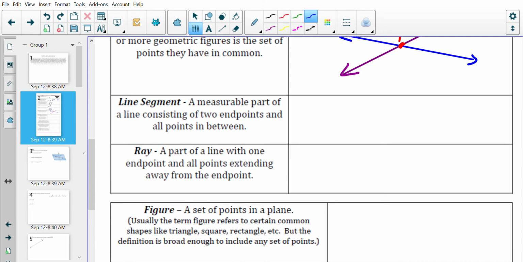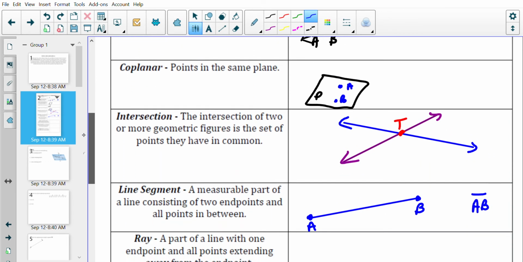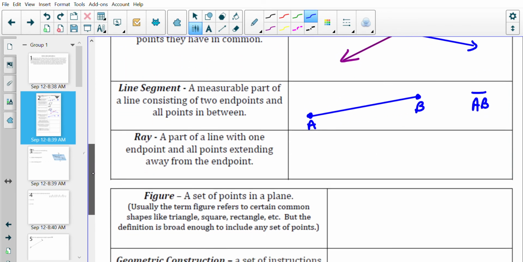A line segment is a measurable part of a line consisting of 2 endpoints and all points in between. So basically, we're chopping off the arrows on a line. So a line segment, it's still straight, but it has a set end. It has a start and a finish. So point A, point B. Just like up above with a line, we use the endpoints A, B, and we put a line up above it. Well, this time around, we're just going to put the segment part above it. So again, we made a little line above AB. Here we just made it segment AB.